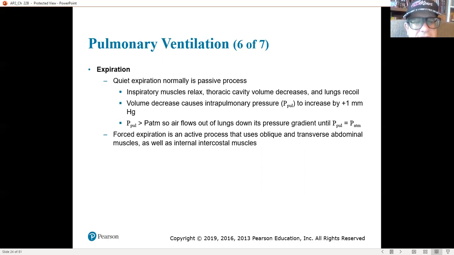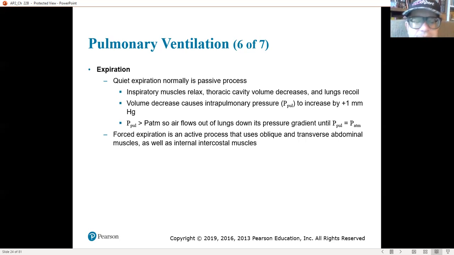quiet expiration is passive. That's a way of saying quiet expiration does not require you to spend energy. You're not spending muscle to force the air out. What happens is the diaphragm relaxes and returns to its arch shape. The ribs, if they were pulled out, you relax the intercostals and the ribs come back. Both of those things are passive.